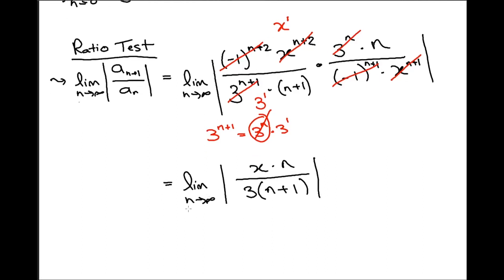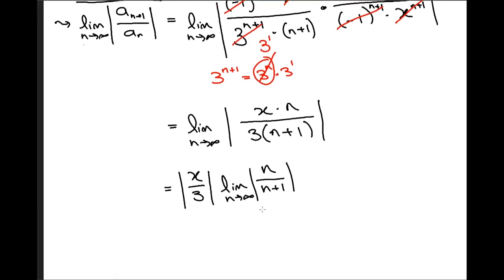Now, the limit here only concerns n, right? So we see that this x and this 3 here are not really affected by that limit, so we can bring them up to the front. So we can rewrite this as the absolute value of x over 3 times the limit as n goes to infinity of n over n plus 1. So we'll keep that in absolute value. Okay. Sweet. And now we can actually evaluate this limit here.